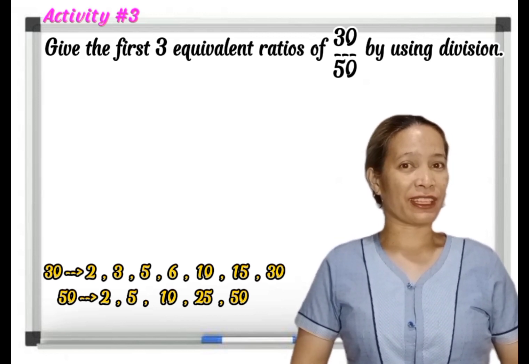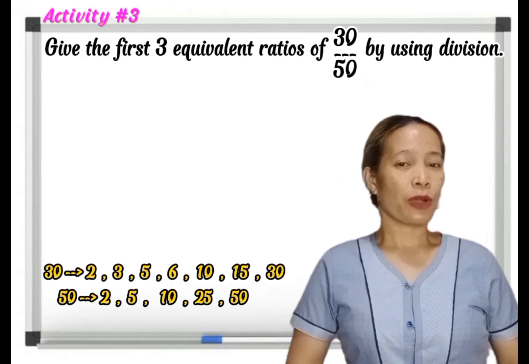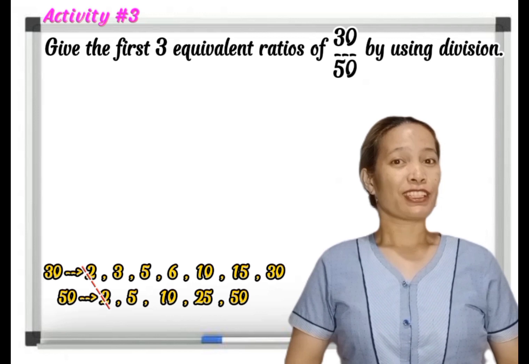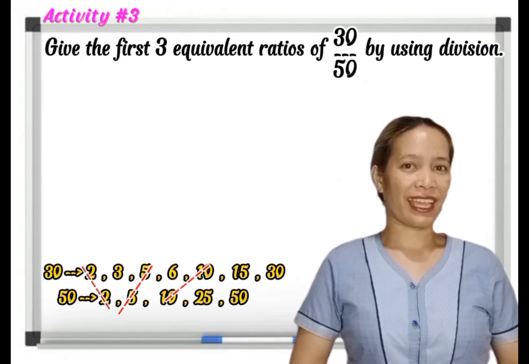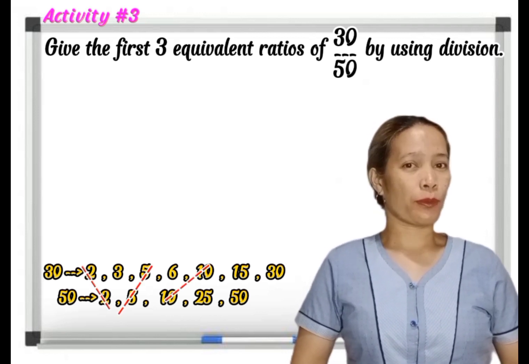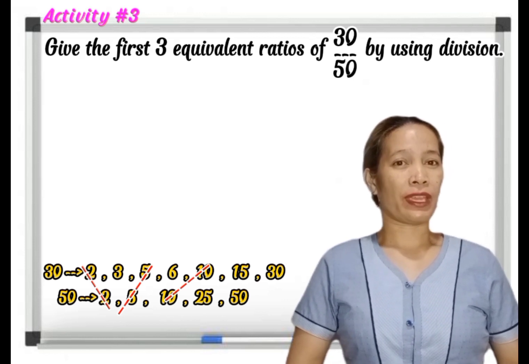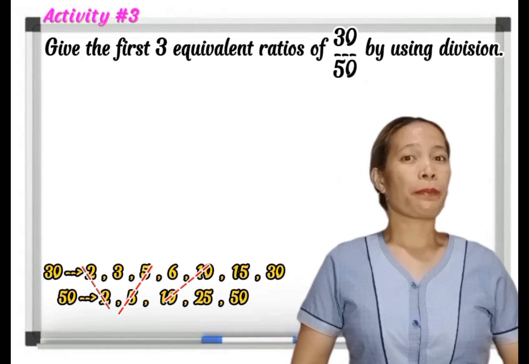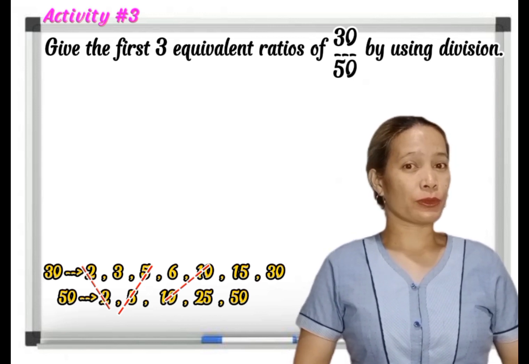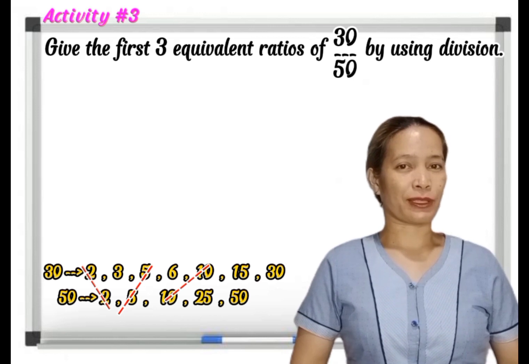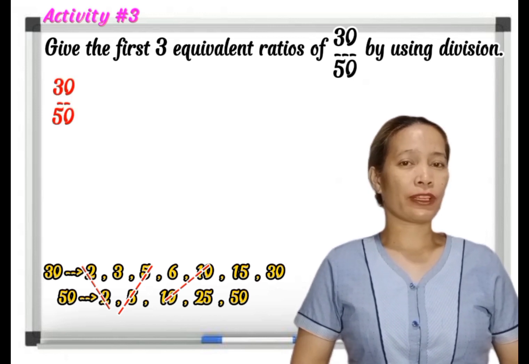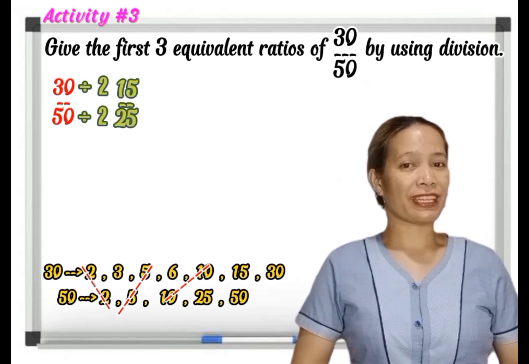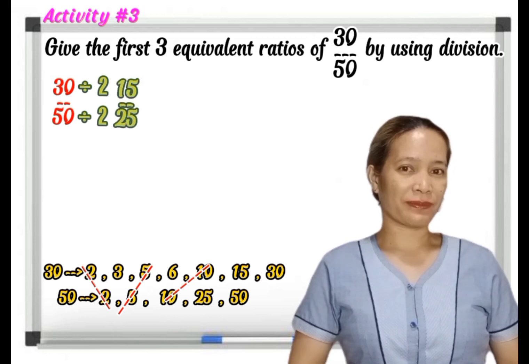Now, kailangan natin kunin ang kanilang common factors. What are the common factors of 30 and 50? Those are 2, 5, and 10. Yun po ang kanyang common factors. Now, we can divide 30 over 50 or 30 and 50 by their common factors na 2, 5, and 10. So, 30 over 50, divide natin sa 2, the answer will be 15 over 25.